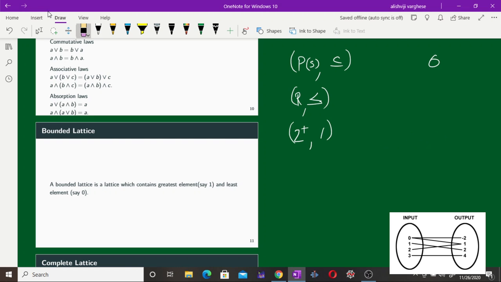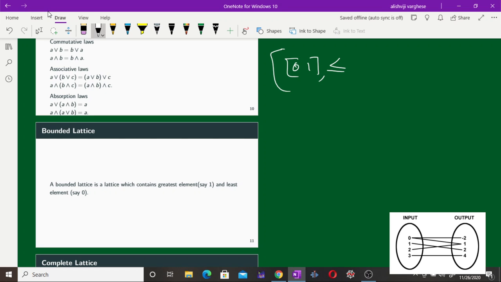If there is a least element and maximal element, then it's a bounded lattice. And remember one more thing: if you consider this less than or equal to relation on the closed interval 0 1, then it becomes a bounded lattice, because 0 is the least element and 1 is the maximal element.